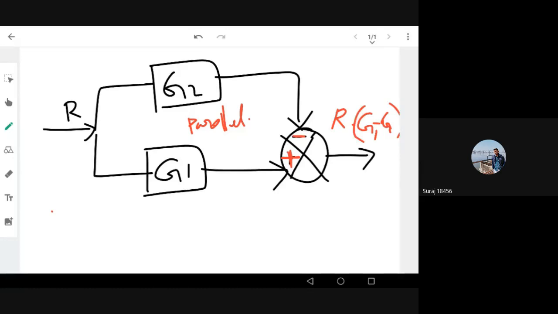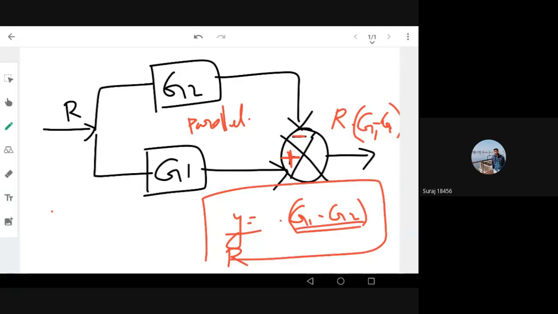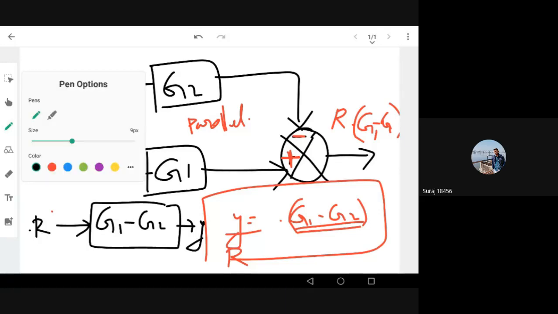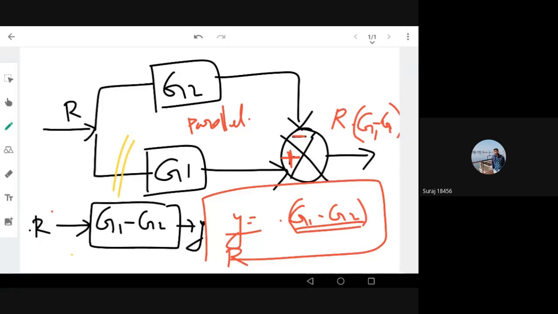So what is the net transfer function? We can see the output y equal to r into g1 minus g2, right? So when you calculate output by input, this is y by r. We can say this is the transfer function. So the net transfer function I can say is g1 minus g2. This is input R, output is Y, right? So these complicated parallel combinations can be simplified into a single transfer function G1 minus G2.